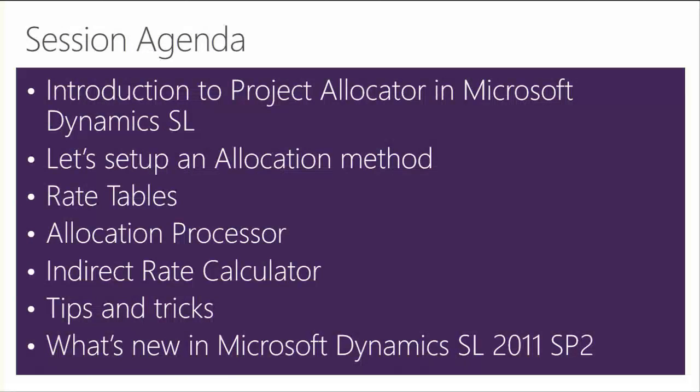We're going to set up an allocation method. We're going to set up some rate tables. We're going to do some processing of it to see what happens. We're going to talk about indirect rates, how they're calculated, how they're applied and used in reports. And then we're going to talk a little bit about some tips and tricks and what's new in the latest versions of Dynamics SL. Okay.